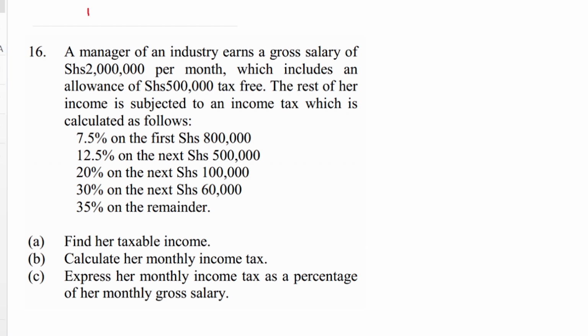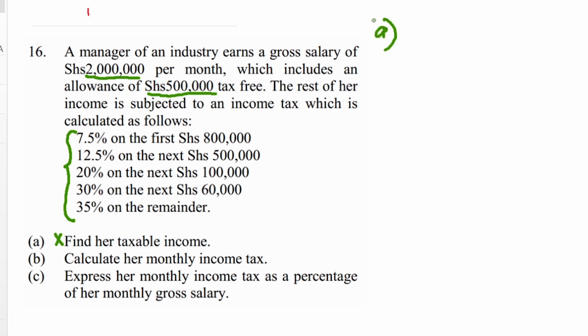So a manager of an industry, this question says, earns a gross salary of 2 million. Now, when we're talking about gross salary, we are talking about the kind of salary before taxes have been deducted. So it's 2 million Uganda shillings per month, which includes an allowance of 500,000, which is tax-free. The rest of her income is subject to an income tax, which is calculated as follows. So after this 500,000 has been deducted because it is tax-free, the rest is subject to these kinds of rates of income tax. So first of all, find her taxable income.